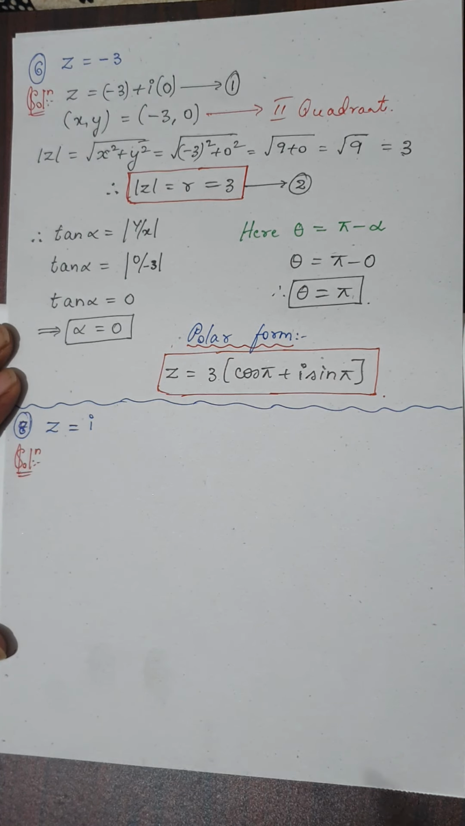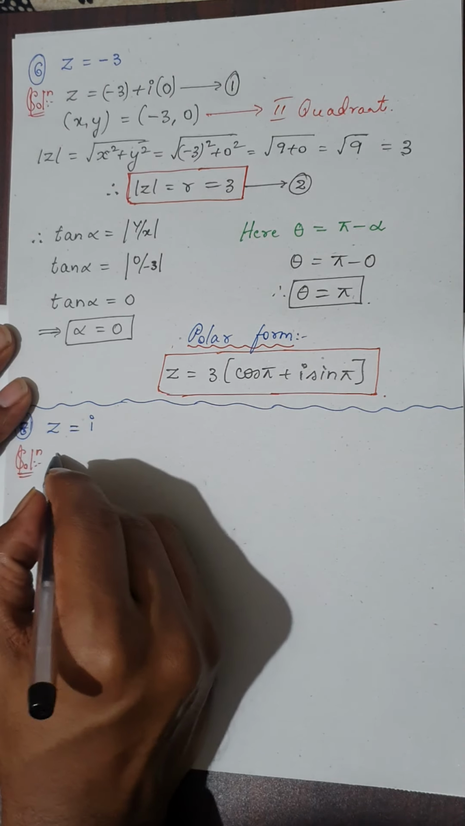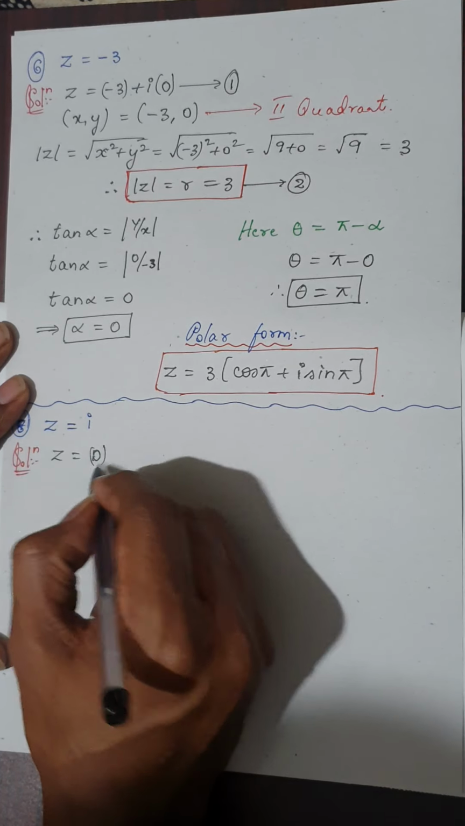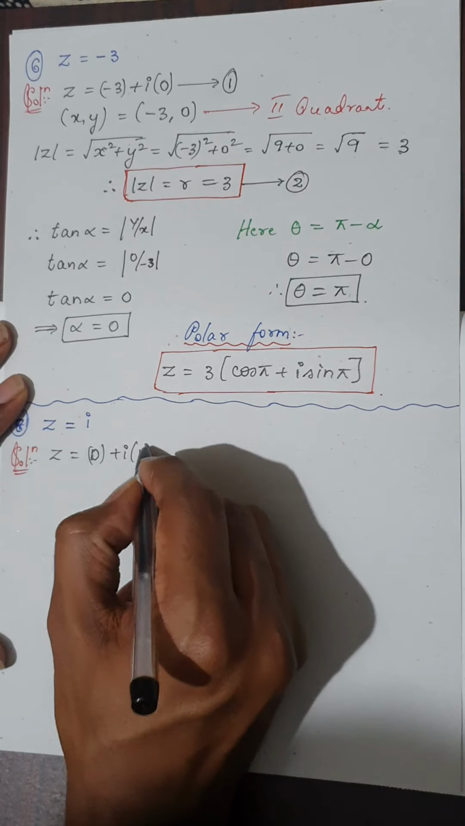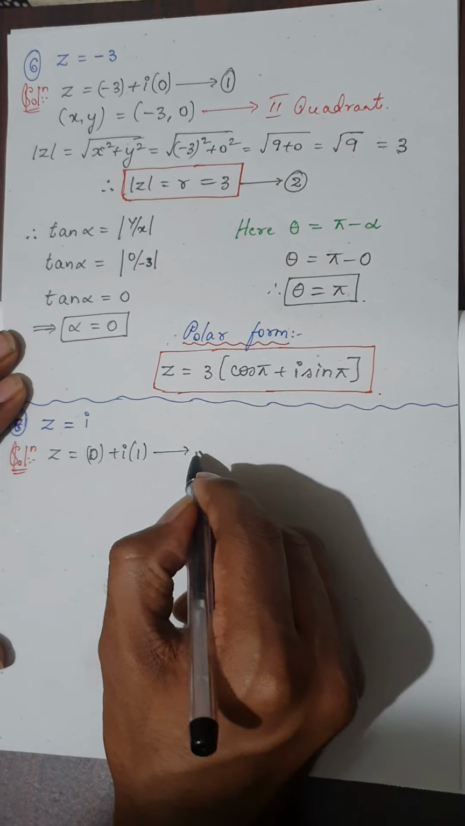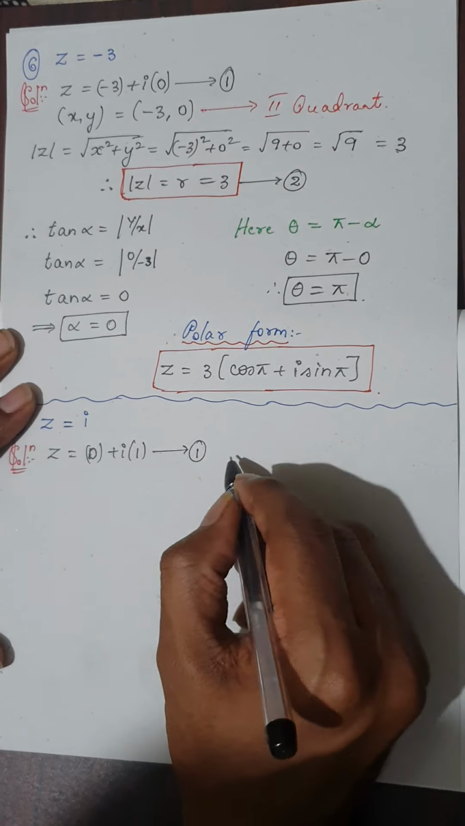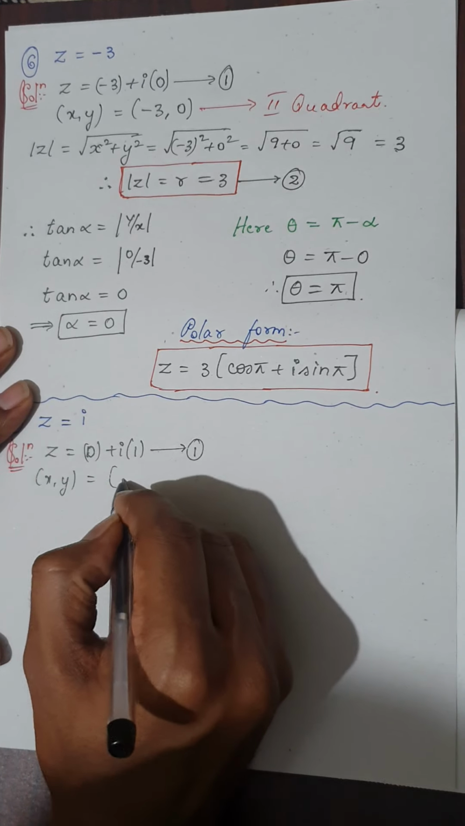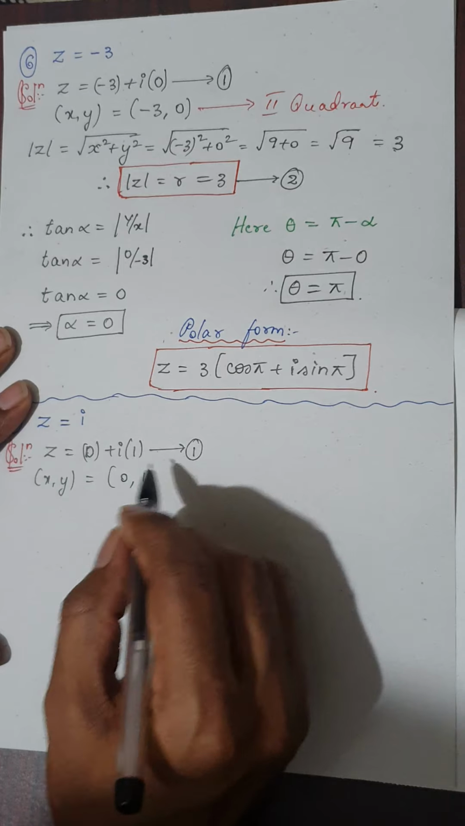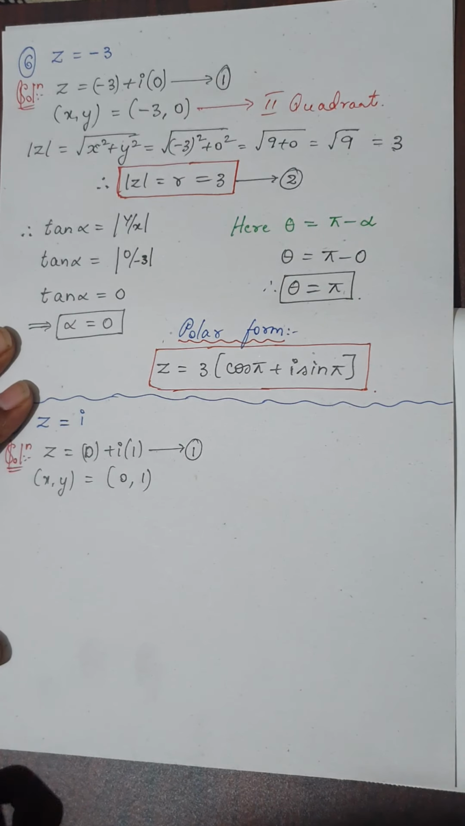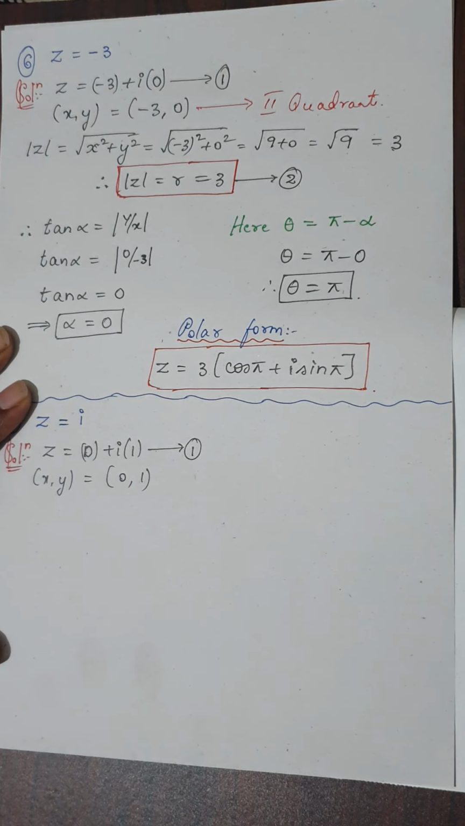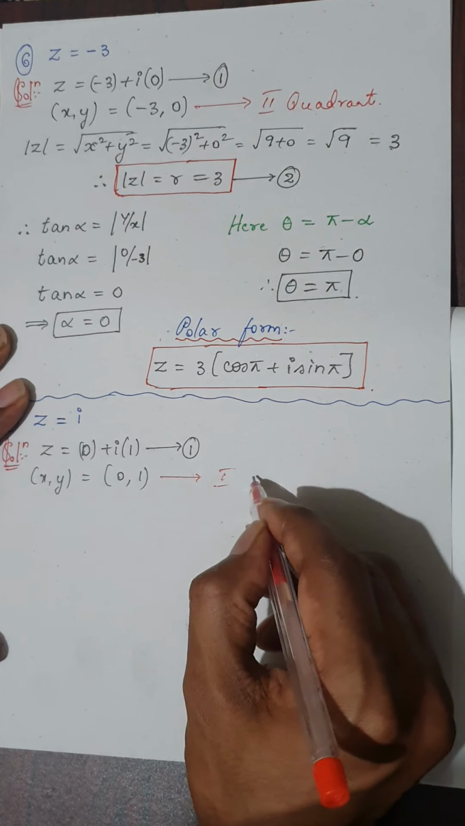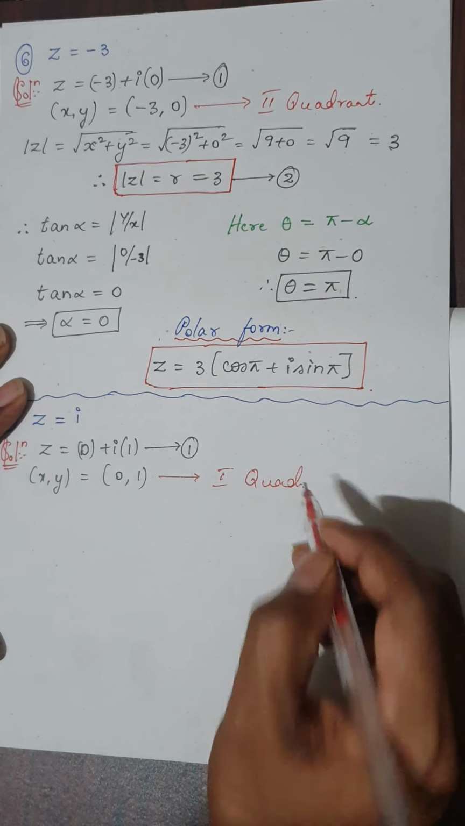So the given complex number is simply z. That can be written as z is equal to 0 plus i into 1. Take this as equation 1, and you can consider x comma y is nothing but x is 0, y is 1. You can see here both are positive. As I told you, 0 consider it as positive, both are positive, so it is the first quadrant.